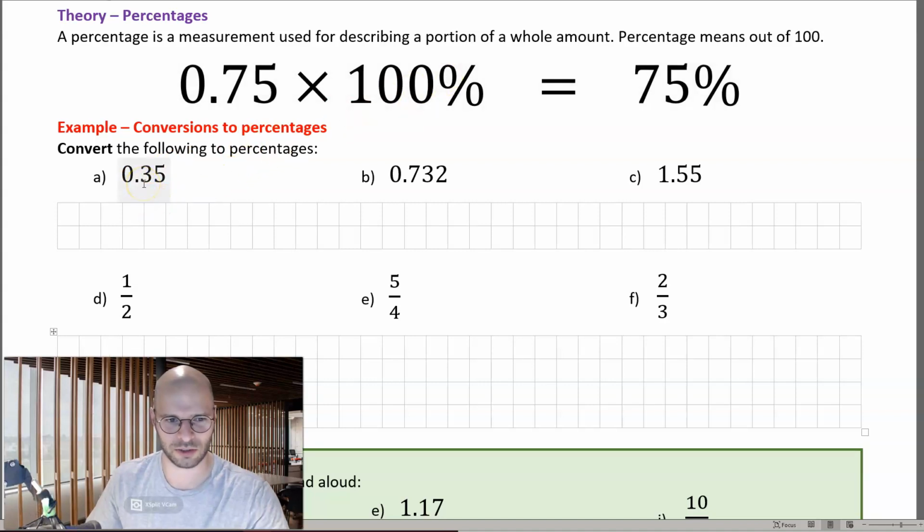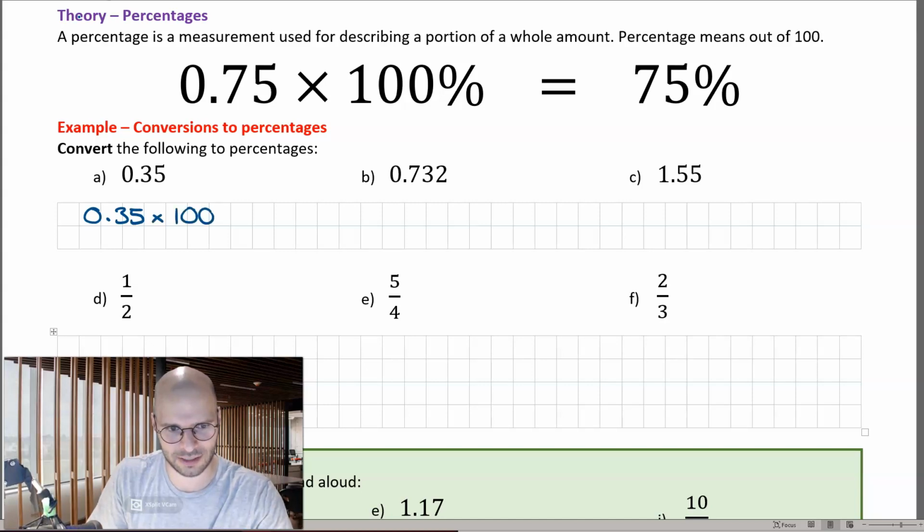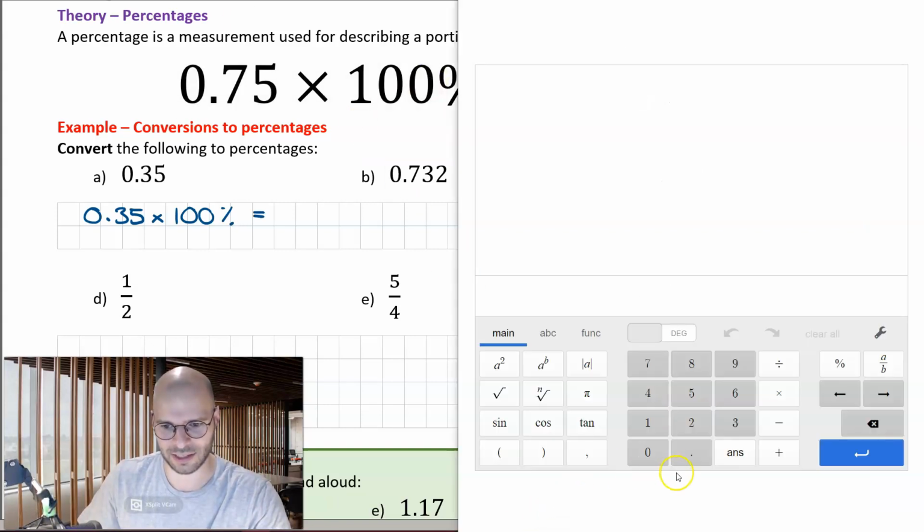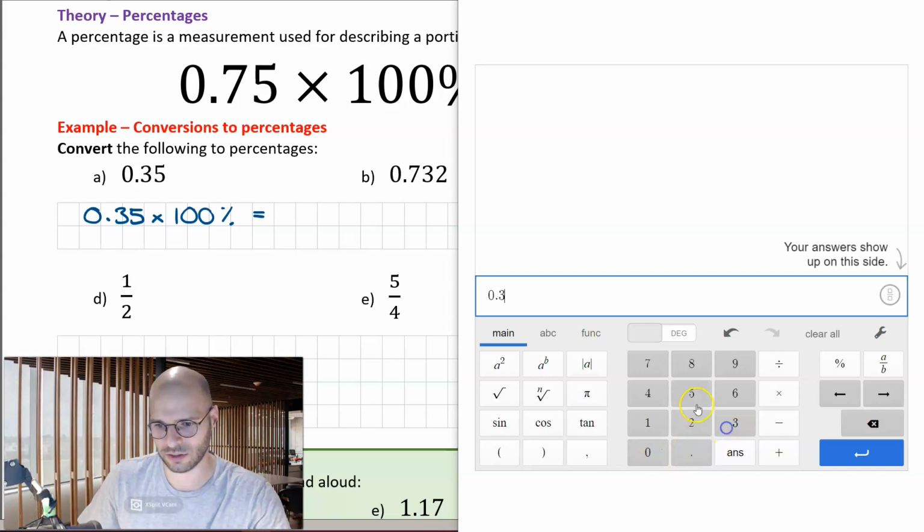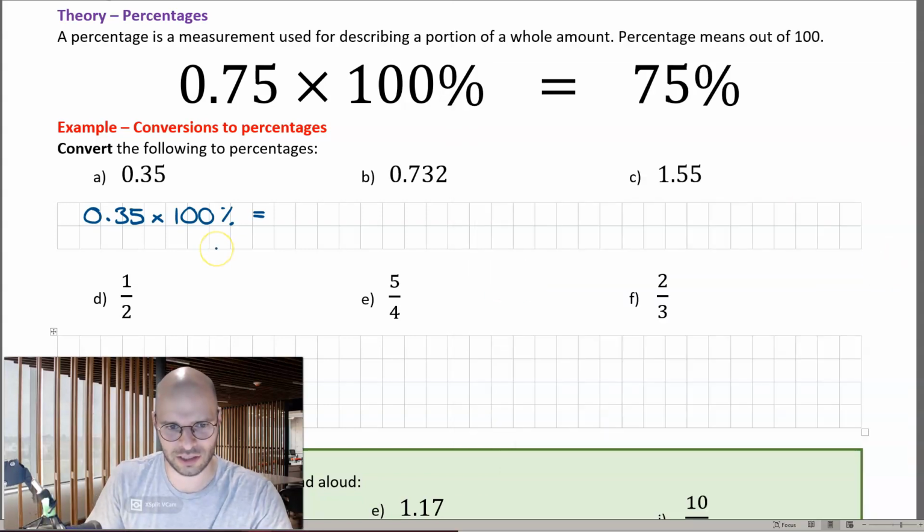Consider the number 0.35. To convert this into a percentage, all we need to do is say 0.35 and multiply it by 100%. Performing this calculation, up we come to the calculator and type in 0.35 multiplied by 100, and lo and behold it equals 35. So what I do is I write 35%, and that's my conversion there. I've converted 0.35 into 35%.